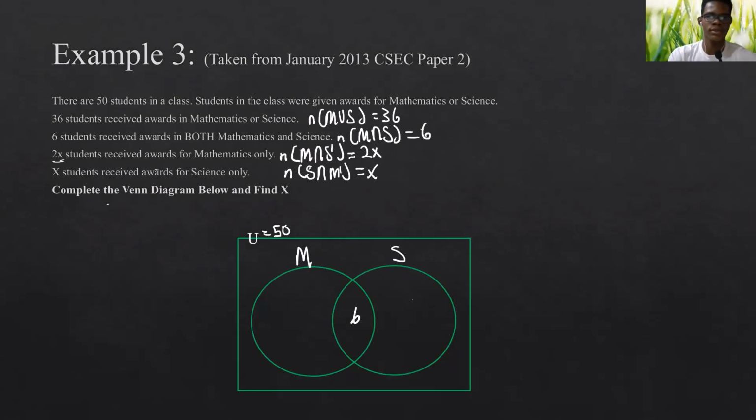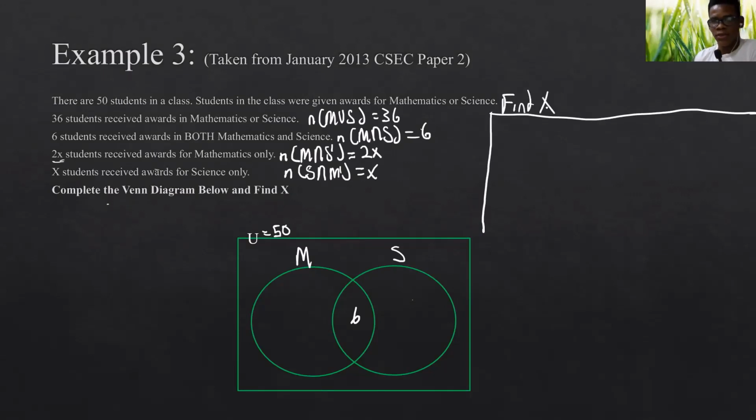So on the other screen. Nope. Let me find X right here. We're not going to waste time writing everything out on the other screen. So good, let's find X. Now to find X, we know X is equal to science only. So at least we know that.